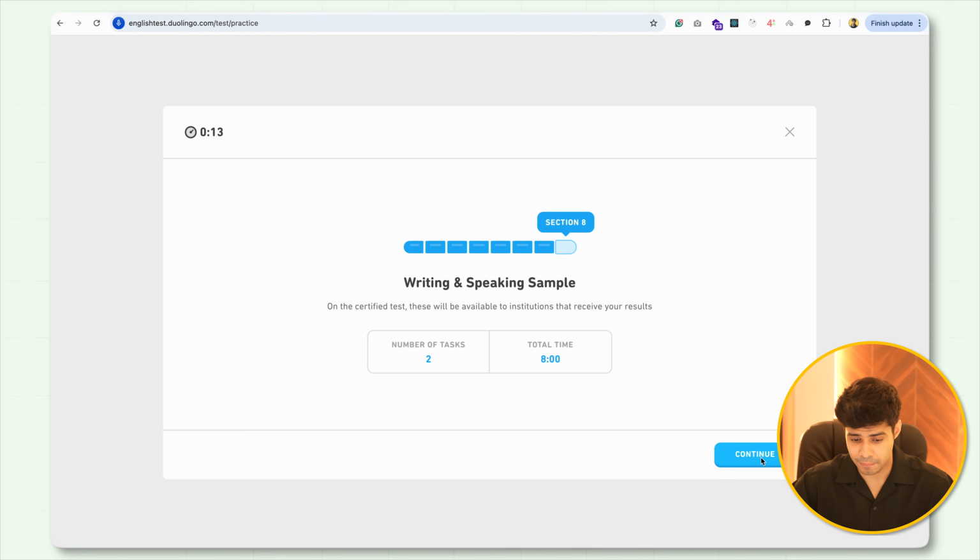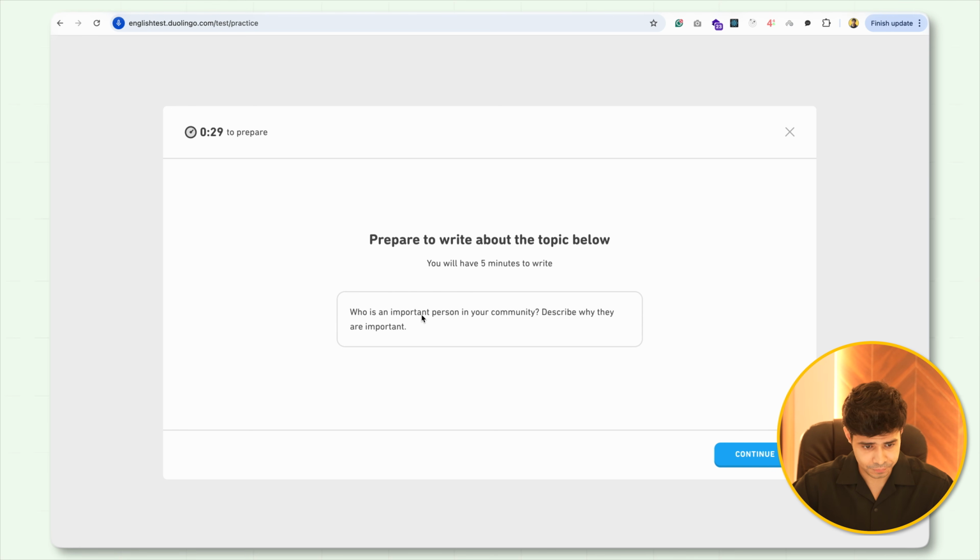Writing and speaking sample. All right, guys, let's do it. Write about this: who is an important person in your community? Describe why they are important. Okay, sure, we can do that. Let's talk about, well, I don't want to talk about a politician. I'd like to talk about an actor, maybe. Let's see. Yeah, I think I can think of something. Sure.